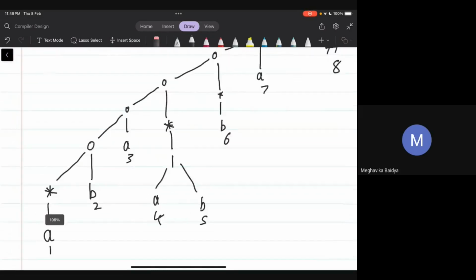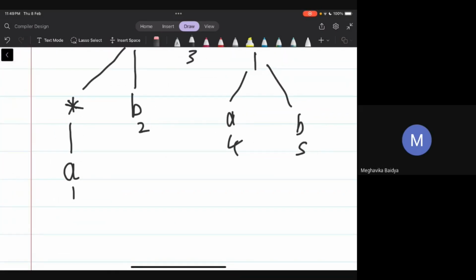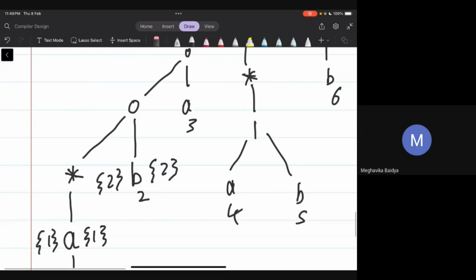So let's try with this. We always start with the first node. For all the leaf nodes, the firstpos and lastpos will always be the same number. So for 1, it will be 1 and 1. This is the left side, the firstpos, and this is the lastpos. For 1 it's 1, for 2 it's 2, for 3 it's 3.